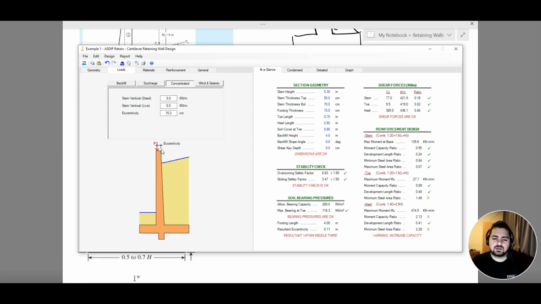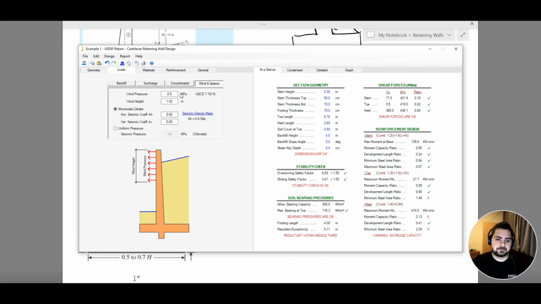Usually the case of a concentrated load is if we have a column coming out of my wall. This is usually the case of basements. If you're working with a basement floor, this is what happens. Now, wind and seismic load. We have the option to check for wind and seismic load, to check for lateral loads. However, here we do not have any lateral loads. We are not going to take lateral loads into consideration. But in case we wanted to do that, we have the option. ASDIP provides us with the option to check for lateral loads as well.